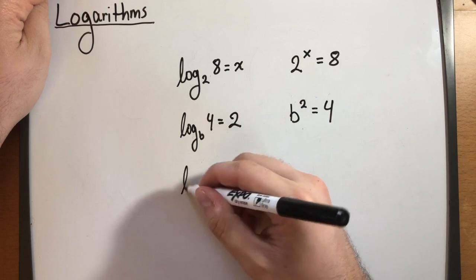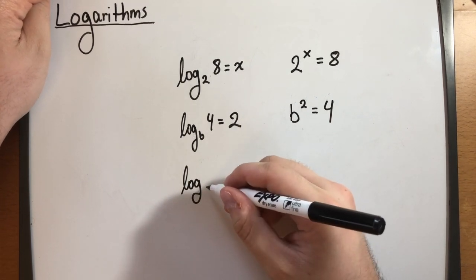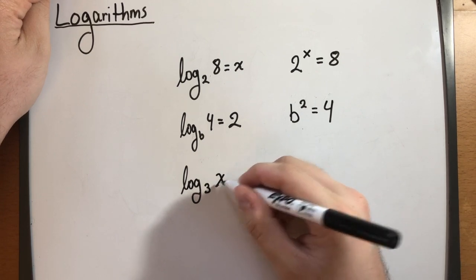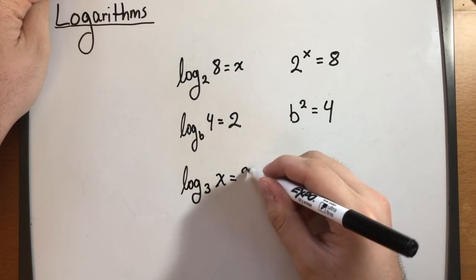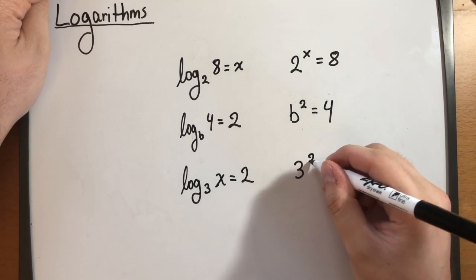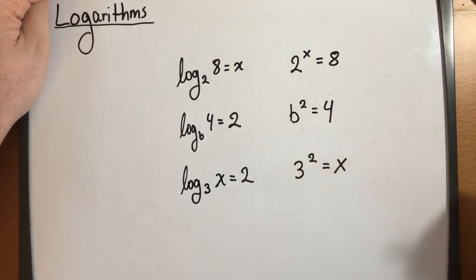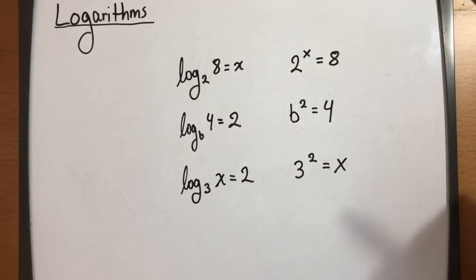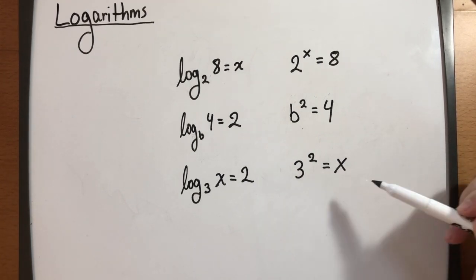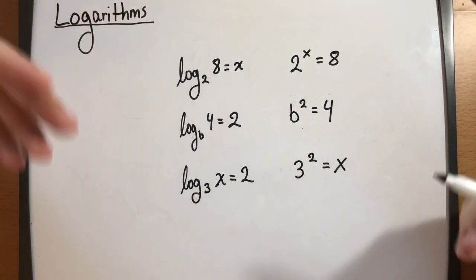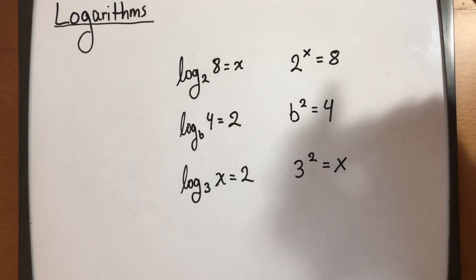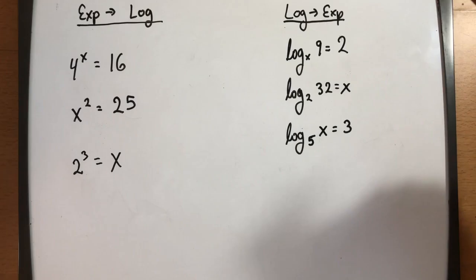Now let's do one more. Log base 3 of x is equal to 2. So here, 3 raised to the 2 is equal to x. So here we're trying to solve, what is that x equal to? And of course this is 9, because 3 squared is 9. So this is the usefulness of being able to convert back and forth between logarithms and exponents.